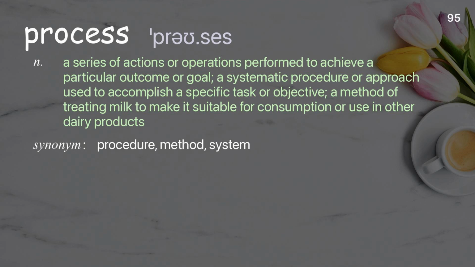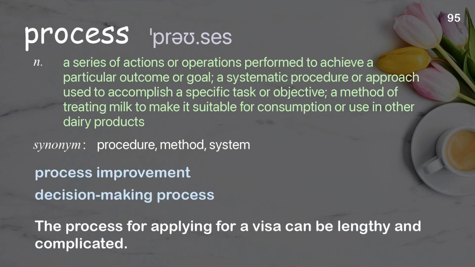Process. A series of actions or operations performed to achieve a particular outcome or goal. A systematic procedure or approach used to accomplish a specific task or objective. A method of treating milk to make it suitable for consumption or use in other dairy products. Examples: process improvement. Decision-making process. The process for applying for a visa can be lengthy and complicated.